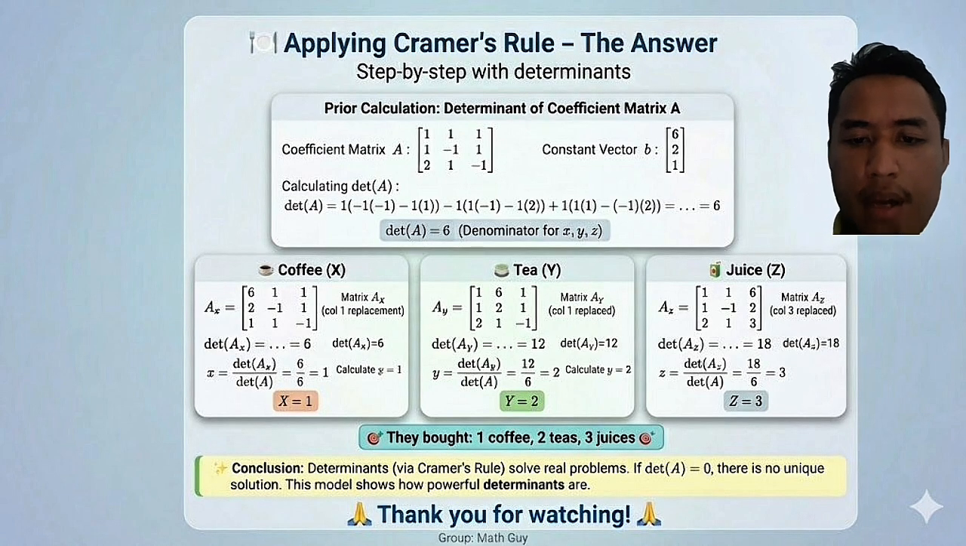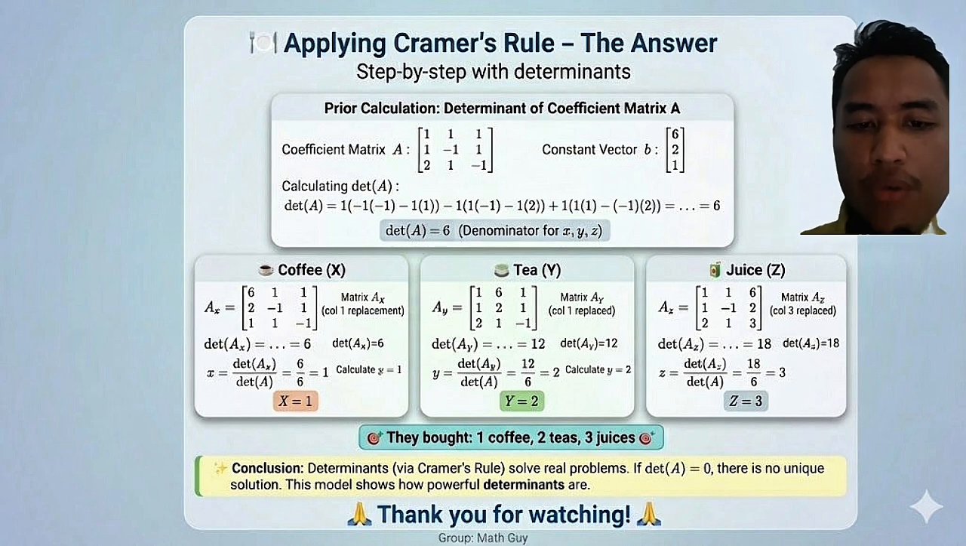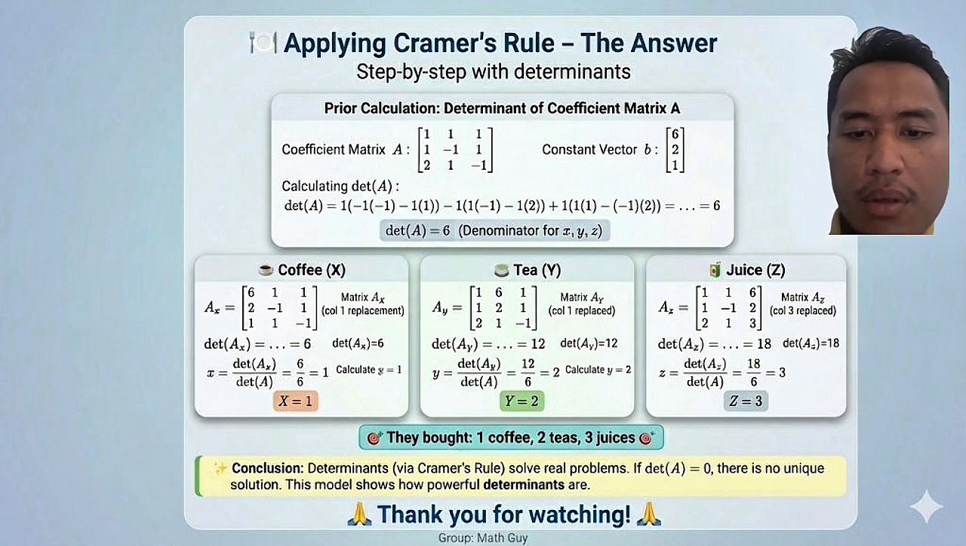Thank you, Beck. Hello, my name is Muhammad Zuhaili bin Muhammad Razif. Now we move to the application part of Cramer's rule. We need to replace each column of A with B one by one and compute the determinant of those new matrices. You can see all three matrices on the screen.